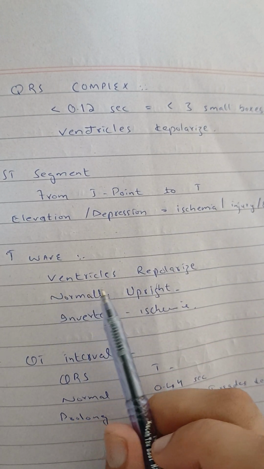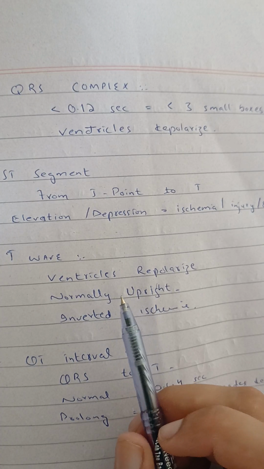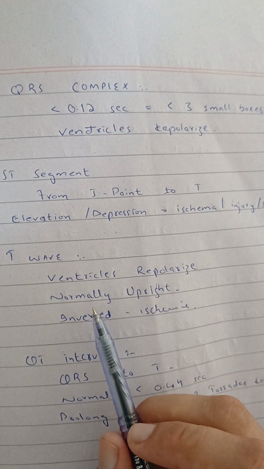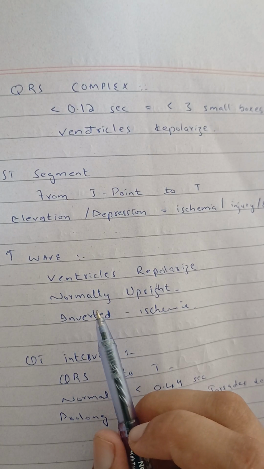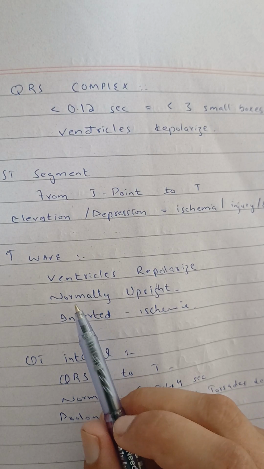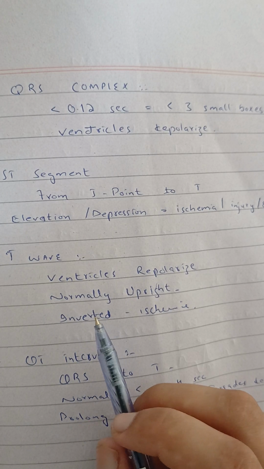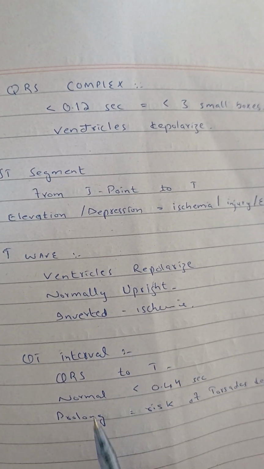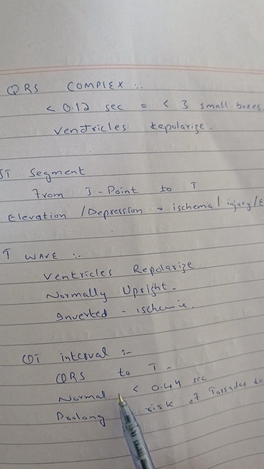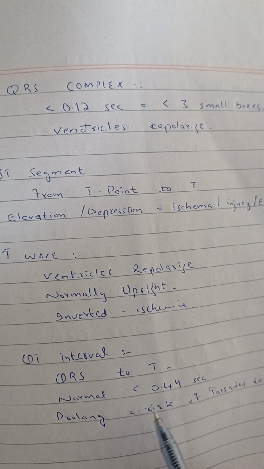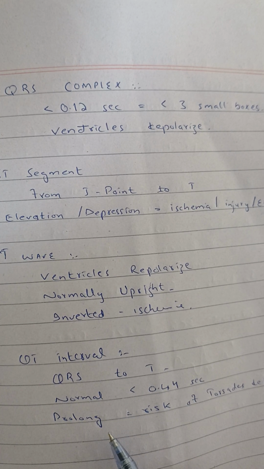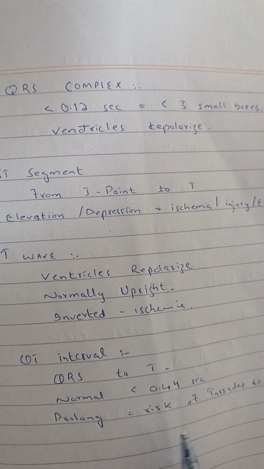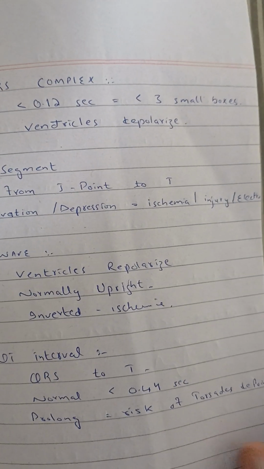T wave. The T wave is formed when the ventricles repolarize. It is normally upright, but if it is very tall, it means hyperkalemia, and when it is very small or inverted, it means hypokalemia. QT interval. It is basically from the QRS to the end of the T wave. Normally it is less than 0.44 seconds, and if it is prolonged, it means there is a risk of Torsades de pointes.